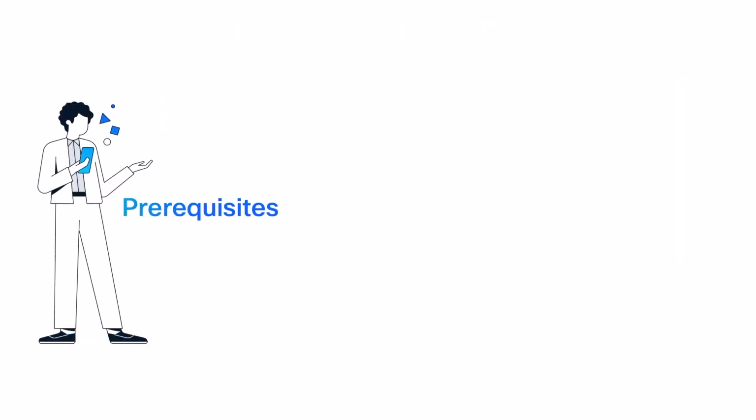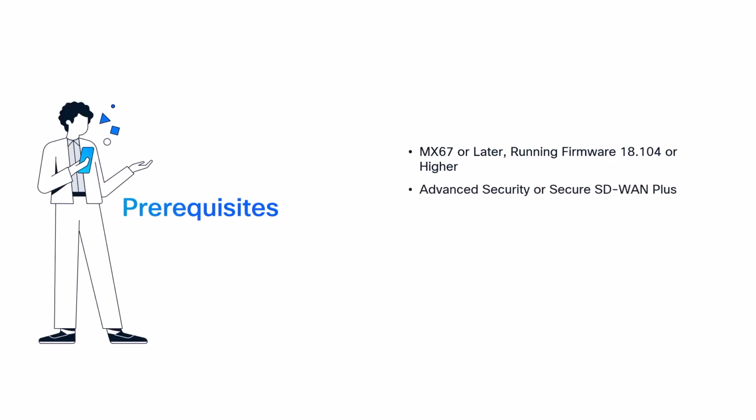Before you begin the integration, ensure that you have met all the prerequisites. ThousandEyes agents are supported on all Meraki MX device models MX67 or later, running firmware version 18.104 or higher. The MX device must have at least an advanced security license or a secure SD-WAN Plus license to host the ThousandEyes agent. Once the agent is deployed, running tests on it consumes standard ThousandEyes unit licenses. The Meraki organization requires a minimum of 2 account administrators, otherwise the integration will fail.